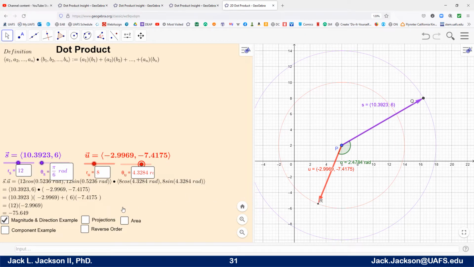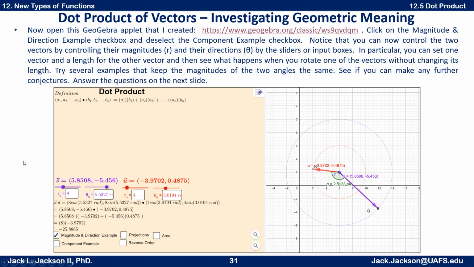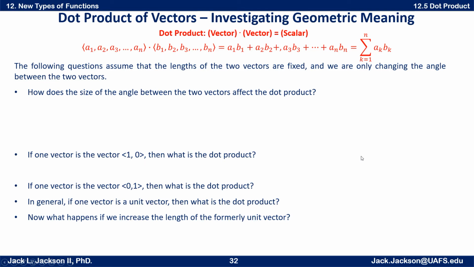See how that works? So let's go back to our slideshow and see if we can answer some of these questions. Okay. So how does the size of the angle between two vectors affect the dot product? So the size of the angle, that's going to have something to do with it. Let's look at these other questions. If one vector is the vector 1, 0, then what's the dot product? What if it's 1, 0, 1? What's the dot product? If a vector is a unit vector, what do you get for the dot product? And then what if we increase it?